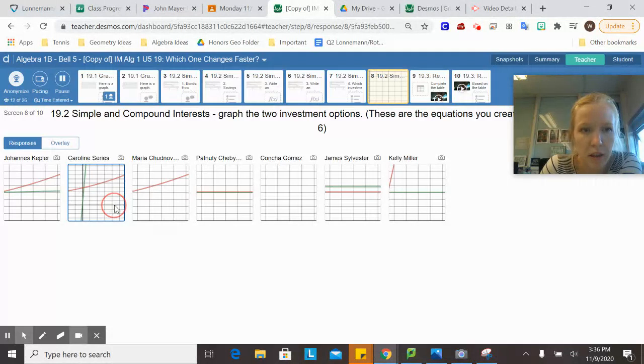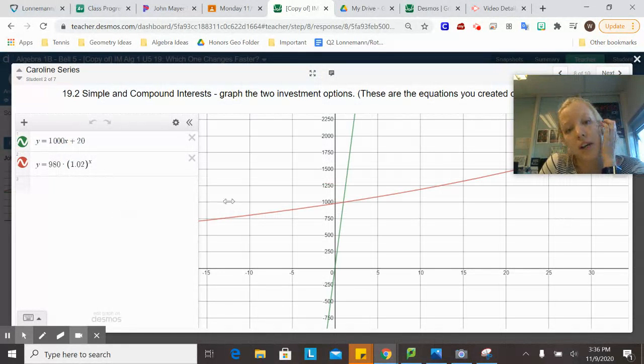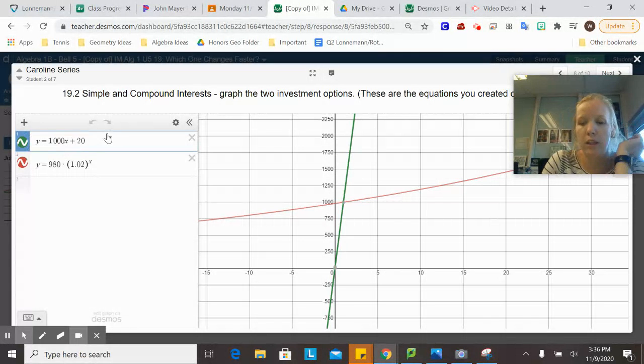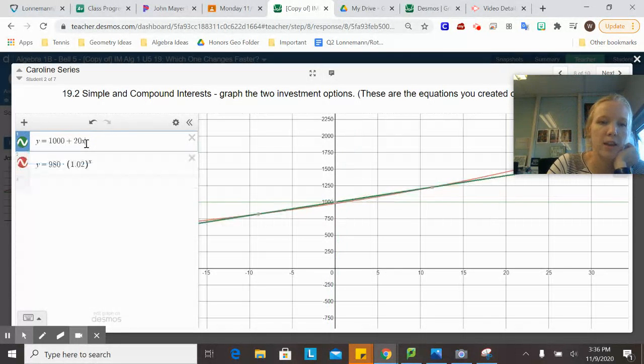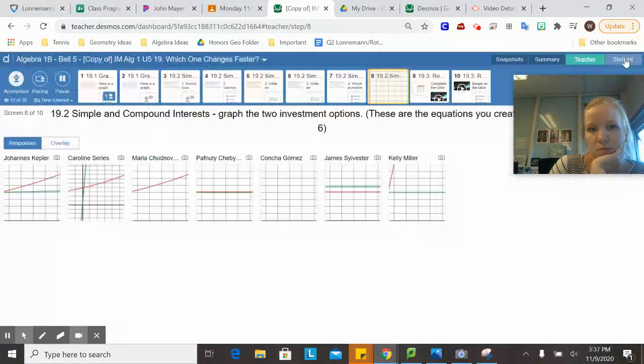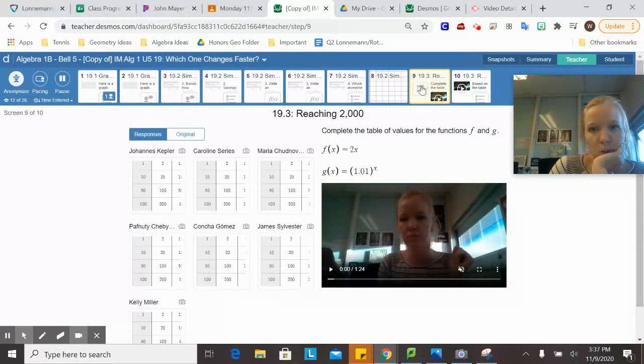Let's just take a look at this one to see what was wrong. Okay, so the only mistake with this one is that the x should be with the 20, not the 1,000, and then we would have it correct. All right, a couple more.